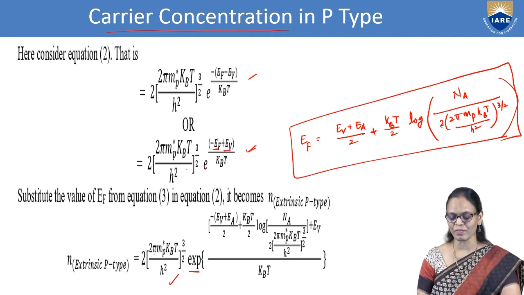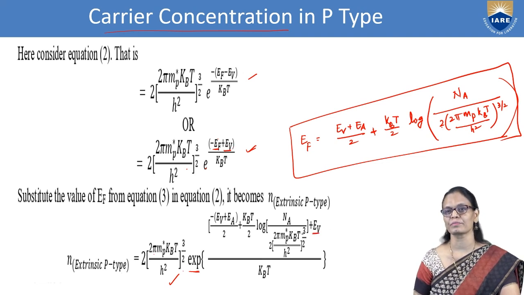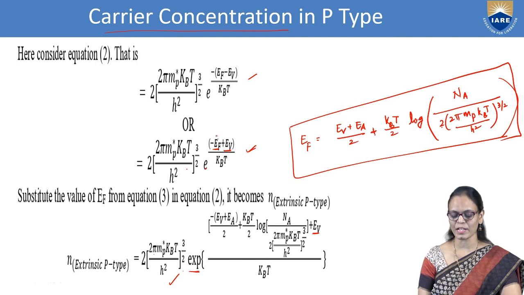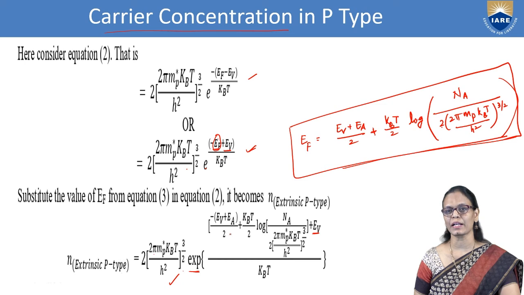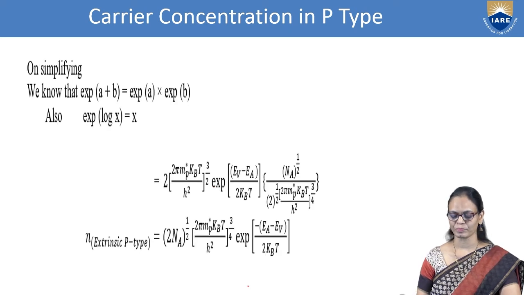And then after that we have plus EV. So, we are writing plus EV. The only thing you have to understand is that in place of EF, we are going to substitute this entire expression. Now we are going to simplify this.